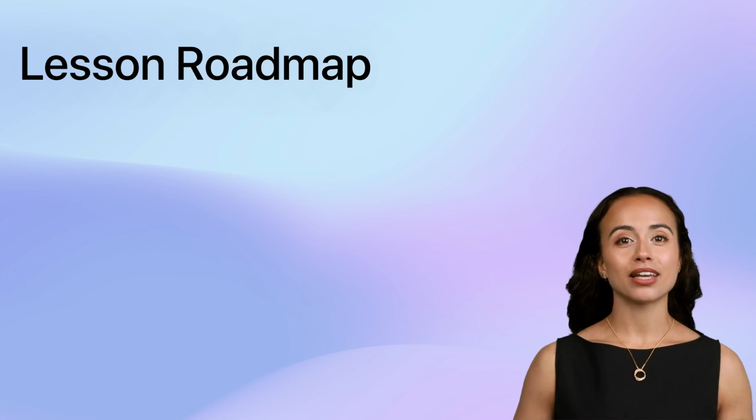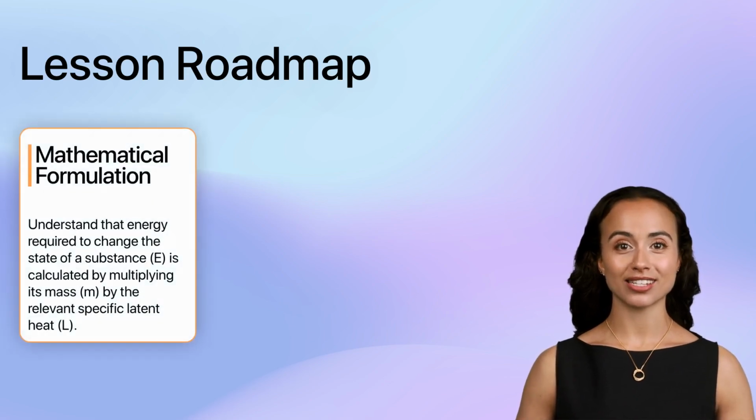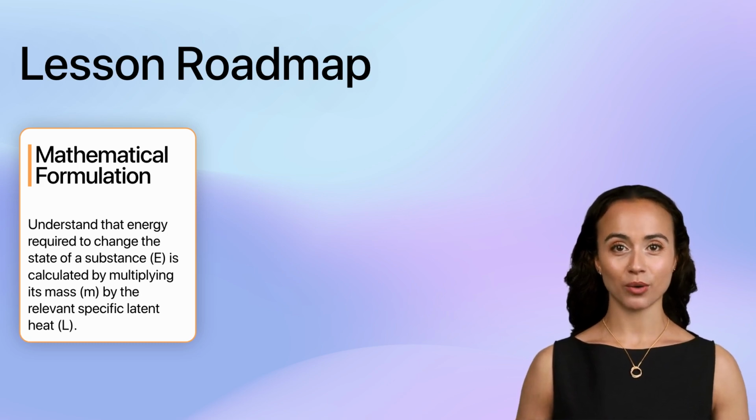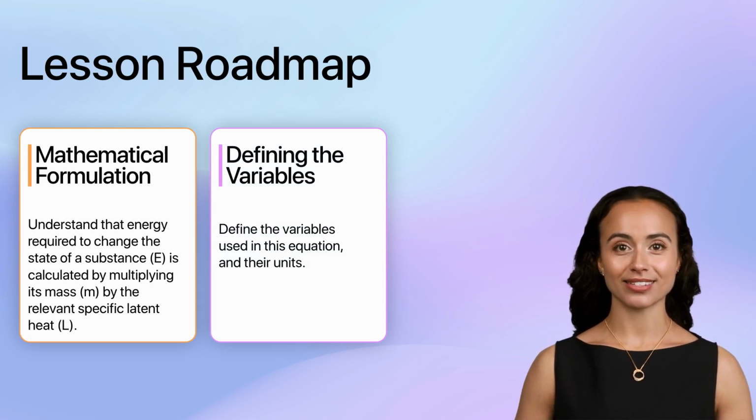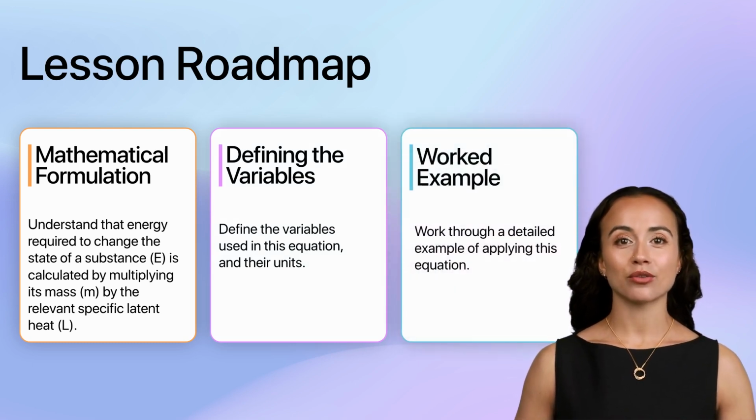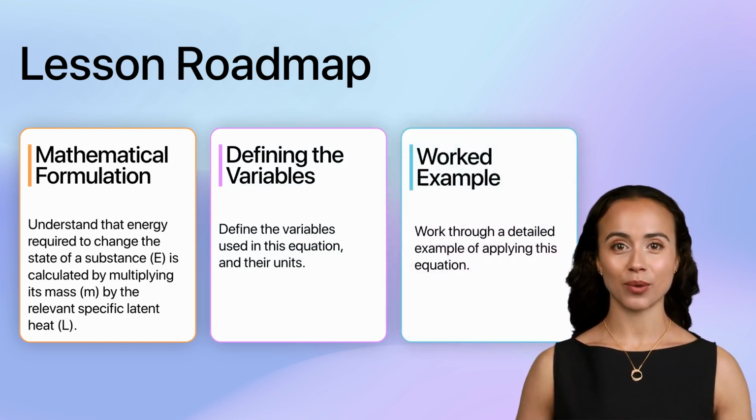We will begin by learning how the energy required to change the state of a substance, E, is calculated mathematically by multiplying its mass, m, by the relevant specific latent heat, L. We will then define the variables used in this equation and their units. Finally, we will work through a detailed example of applying this equation.